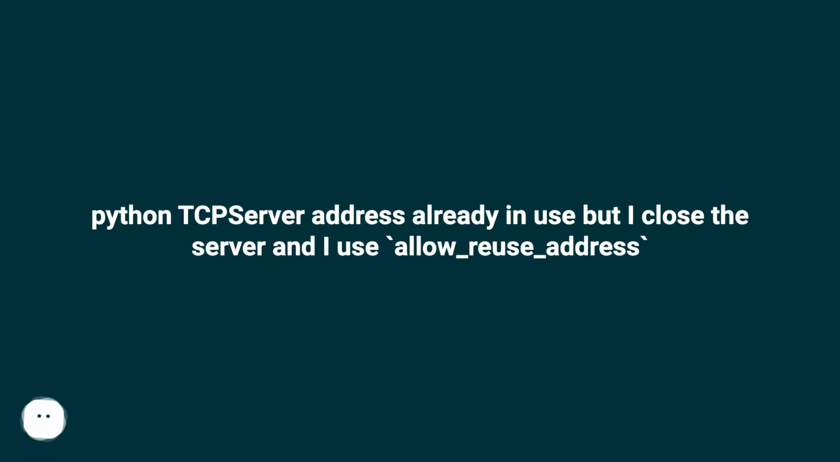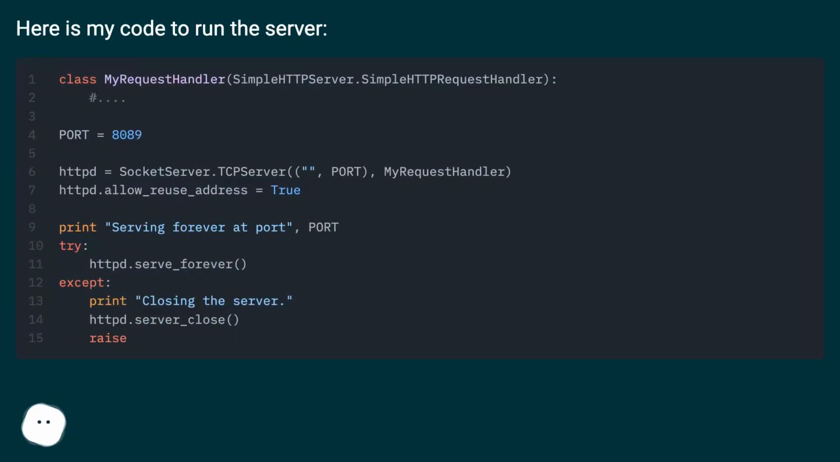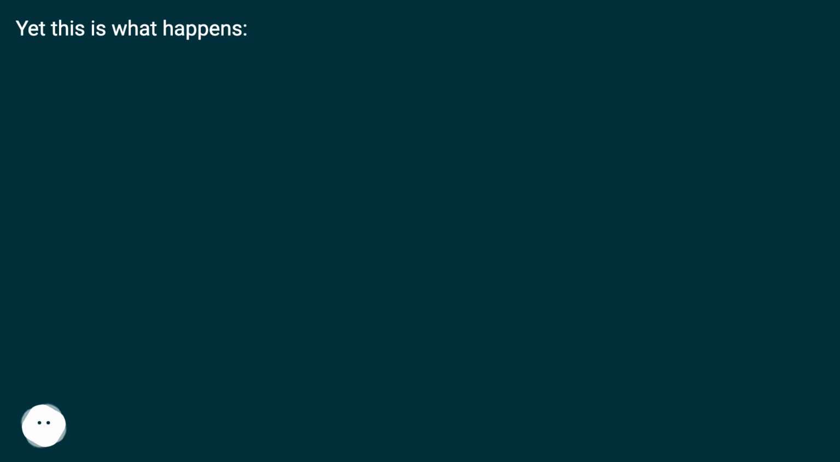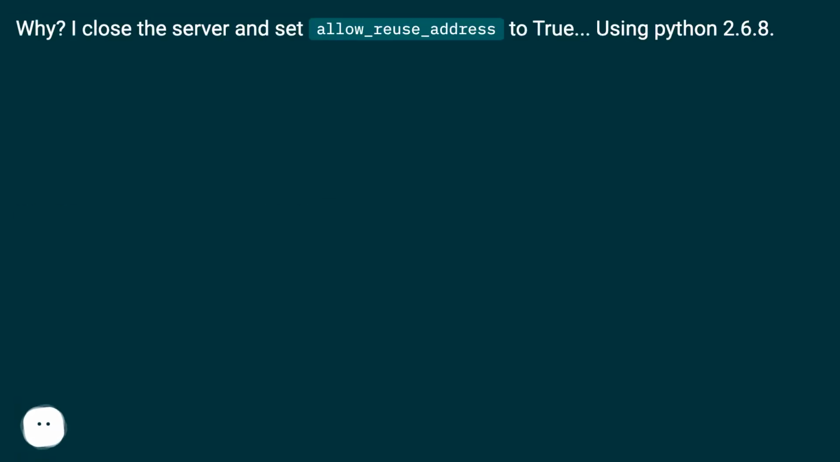Python TCP server: address already in use, but I close the server and I use allow_reuse_address. Here is my code to run the server. Yet this is what happens. Why? I close the server and set allow_reuse_address to True, using Python 2.6.8.